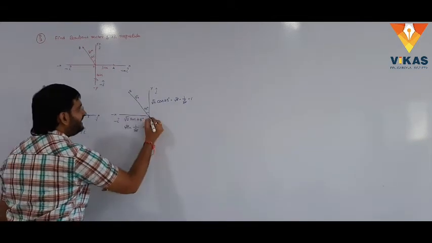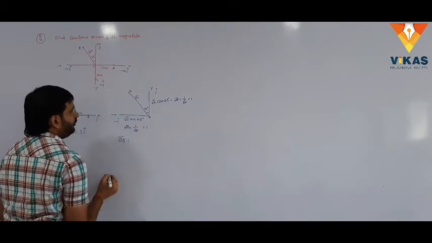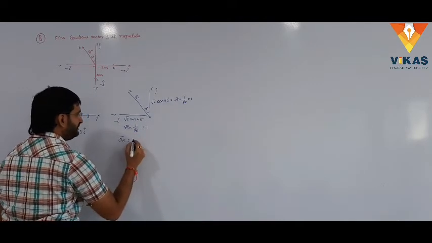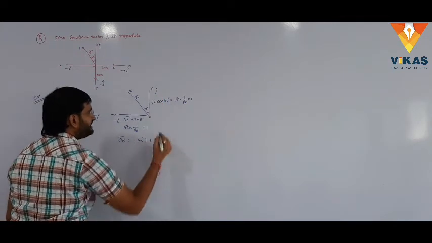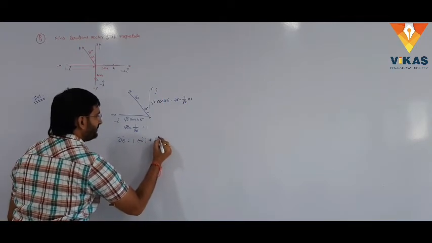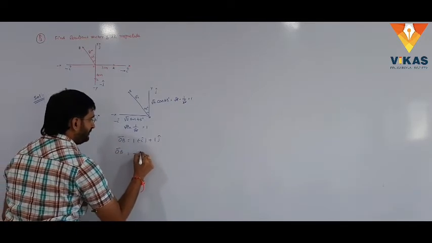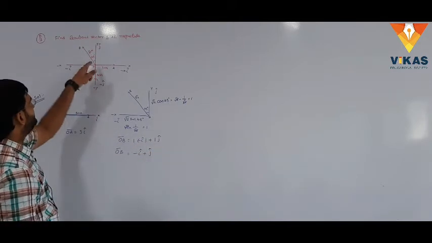What is the OB bar here? This is the O. How to represent the vector? OB bar equals i coefficient, j coefficient. What is the i coefficient? 1 into minus i cap. What is the j component? 1 into j cap. This vector can be written as OB bar equals minus i cap plus j cap. The second vector is over.